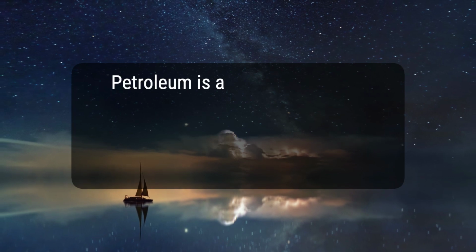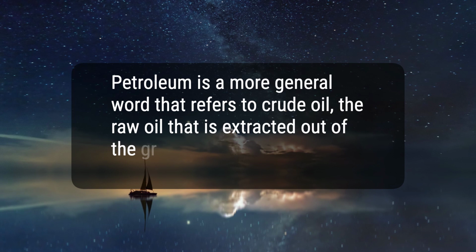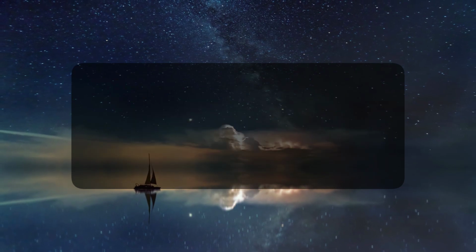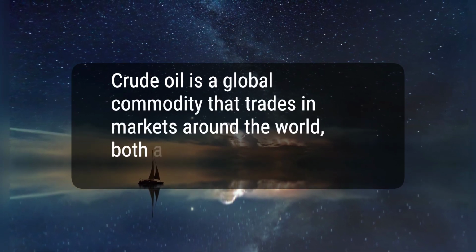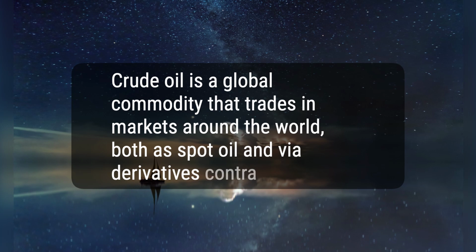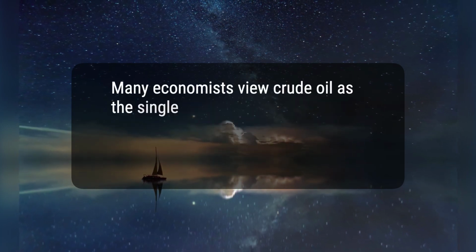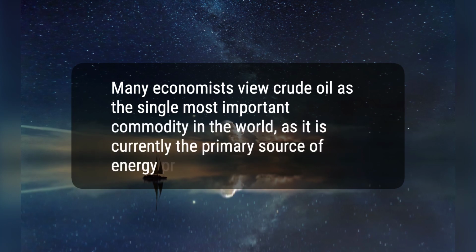3. Petroleum is a more general word that refers to crude oil, the raw oil that is extracted out of the ground, and other products formed from refined crude oil. 4. Crude oil is a global commodity that trades in markets around the world, both as spot oil and via derivatives contracts. 5. Many economists view crude oil as the single most important commodity in the world, as it is currently the primary source of energy production.